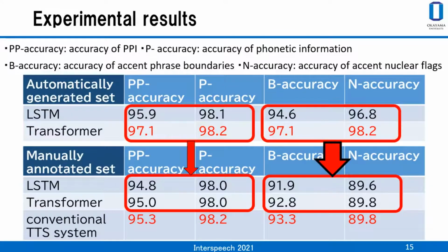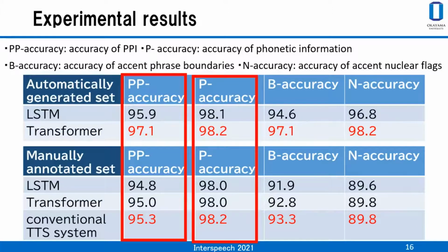For B accuracy and N accuracy, the performance degradations between test sets are quite larger than PP accuracy and P accuracy. These are because accent phrase boundaries and accent nuclei are consistently generated by the conventional TTS system, whereas there are variations in manual assignments.